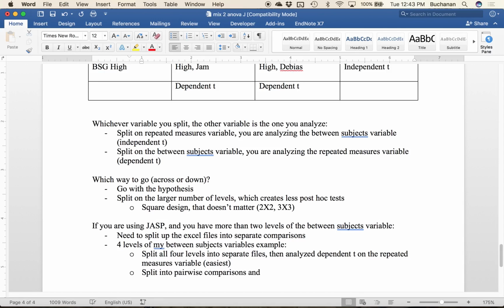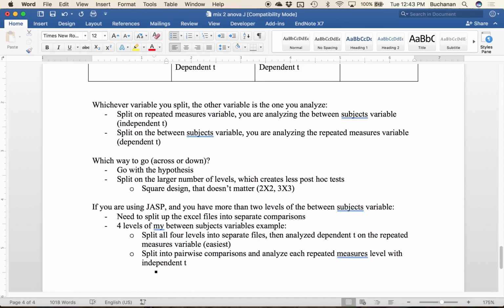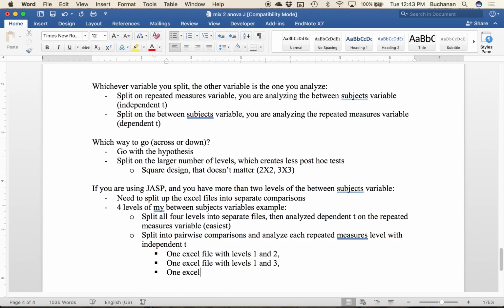And analyze with independent t. Okay. So what does that mean? That means I would have one Excel file with levels 1 and 2, one Excel file with levels 1 and 3. You're going to see this is going to keep going, right? So one Excel file with levels 1 and 4. And that's going to end up being 6 files in total. 1 to 2, 1 to 3, 1 to 4, 2 to 3, 2 to 4, 3 to 4. Okay.